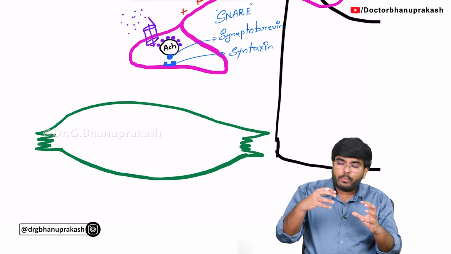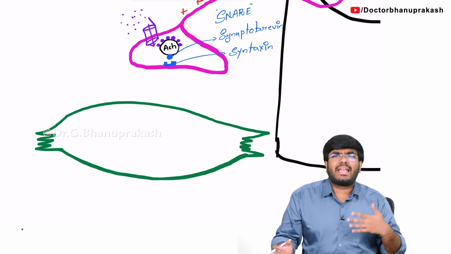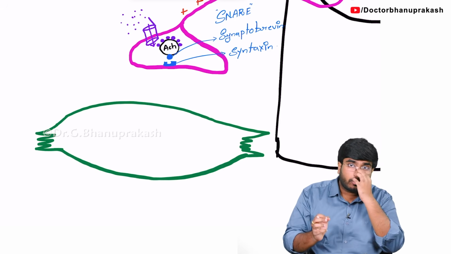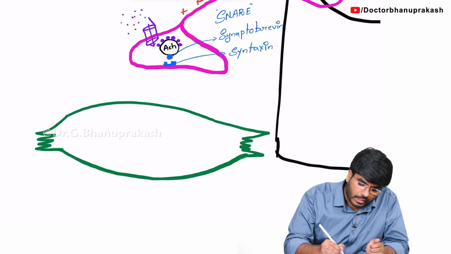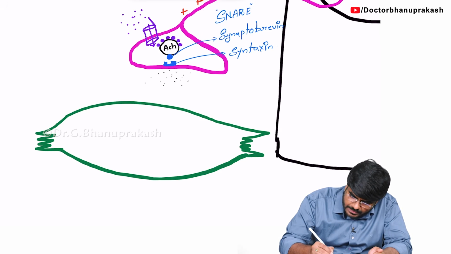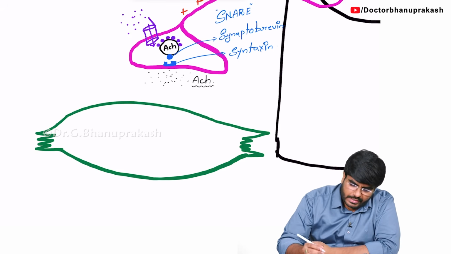Whenever the synaptobrevin binds with the syntaxin, some other proteins are also there, like SNAP25. Whenever synaptobrevin and syntaxin fuse, that is responsible for the exocytosis of the neurotransmitter. So finally, the acetylcholine molecules are released here in this space. There is exocytosis of acetylcholine.